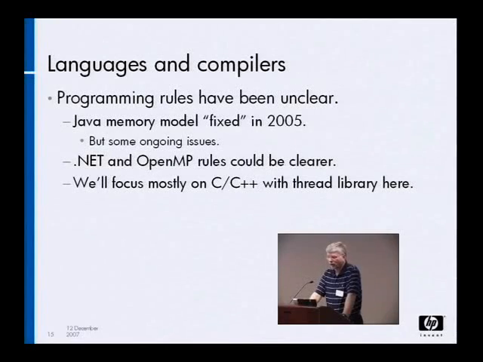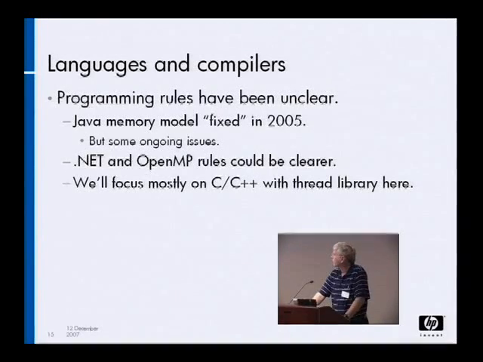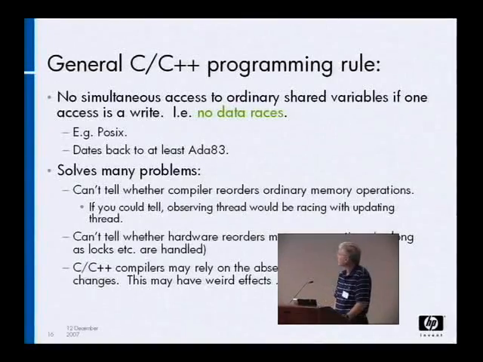If we look at .NET and OpenMP, my personal opinion is that there's a lot of clarification that could be used there. For the rest of this talk, as I hinted in the title, I'll focus mostly on C and C++, where the assumption so far has been, since these languages don't explicitly talk about threads, that I'm programming with the base language plus a thread library. Generally, for my purposes, pthreads, because that's backed by a standard specification.